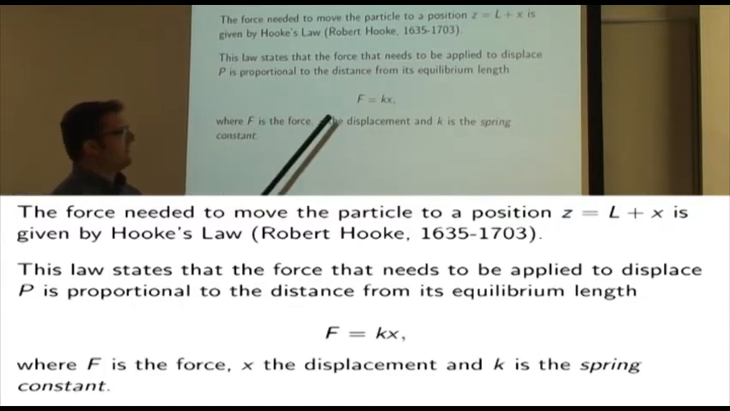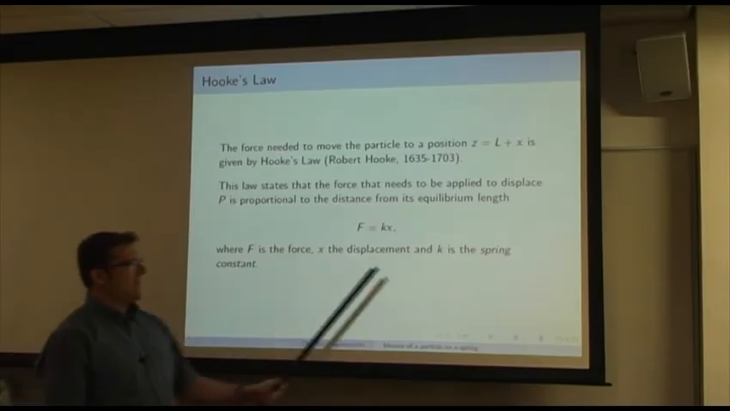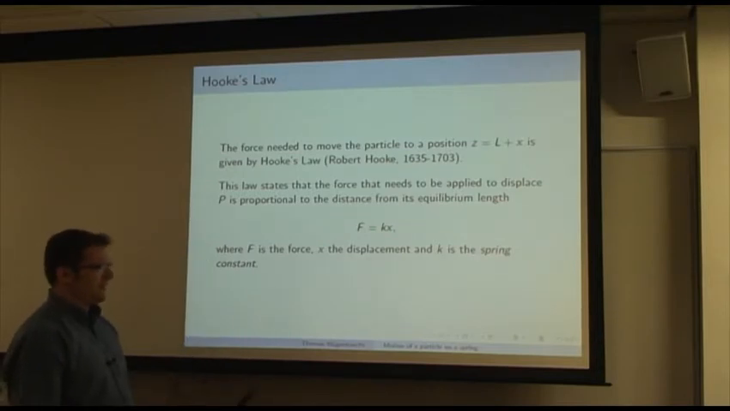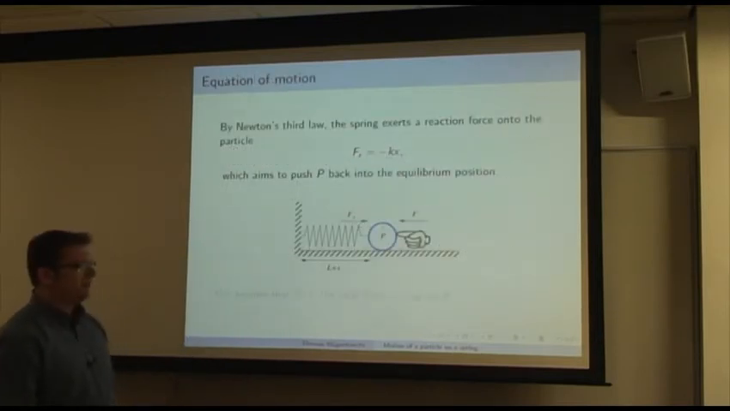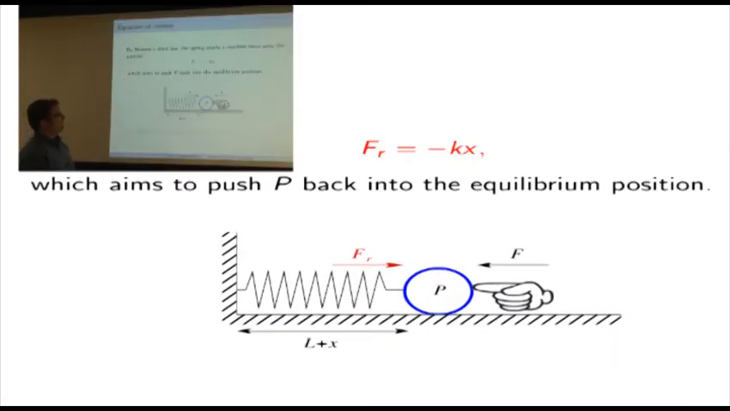I can write this as a mathematical formula, and this is the mathematical version of Hooke's law. F, the force that is exerted onto the particle, is a number k times the displacement from the equilibrium position. This number k only depends on the material properties of the spring, and therefore it is called the spring constant. And now I want to use Newton's laws. These laws will give me an equation for the motion of the particle, and this equation is commonly called the equation of motion.